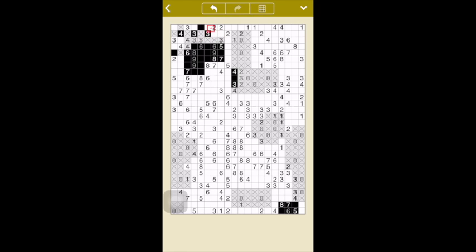So we found 2 black spaces already, right? So that means these 2 will turn into gray spaces, right? Okay, let's go down here.